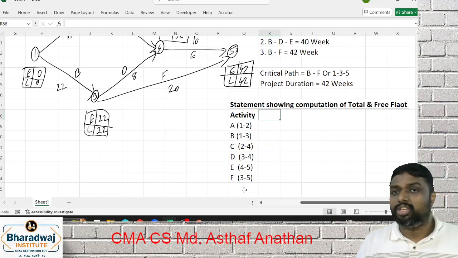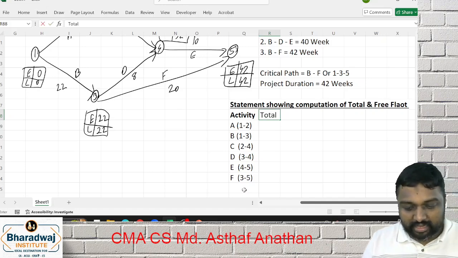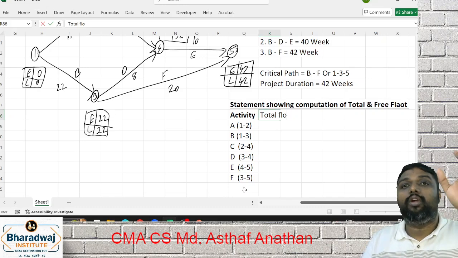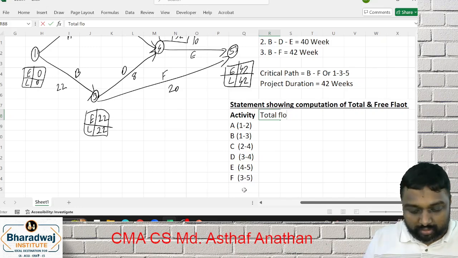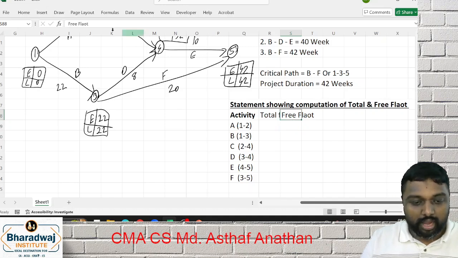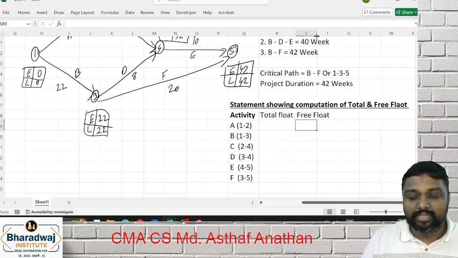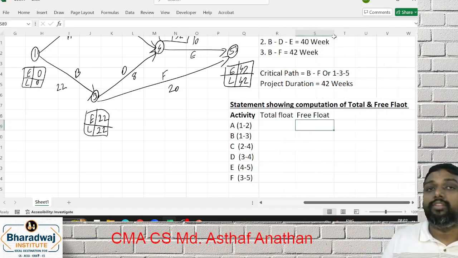We will go for the shortcut method because I know you are experts. So I will go directly to the answer. You can go with the proper way. That is, you can have one column for duration, one column for earliest start time of tail node, latest finish time of head node, and so on. You can go easily. Total float, free float. See, I have given you already one clue: which are all the activities where the critical path is going, that will be 0, 0.